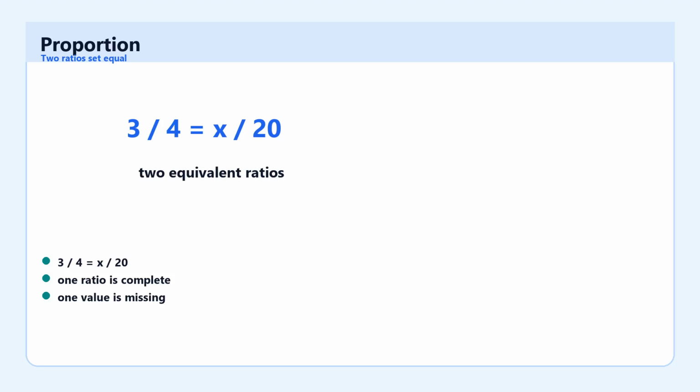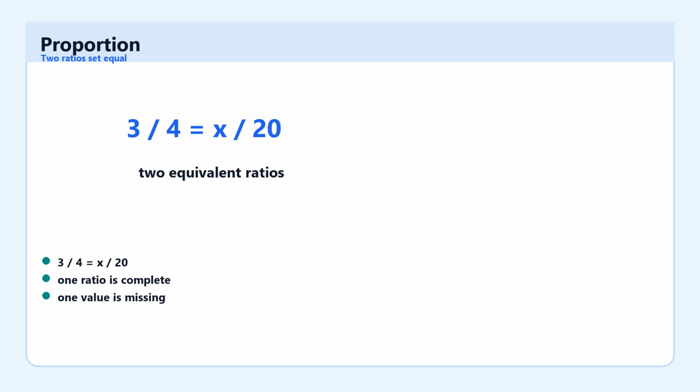Welcome to Session 3, Proportions and Cross Products. A proportion is an equation saying that two ratios are equivalent. For example, 3/4 equals x over 20. One ratio is complete, and the other has a missing value.